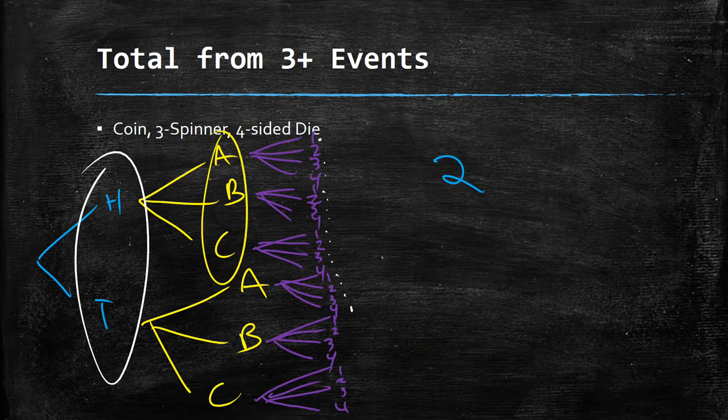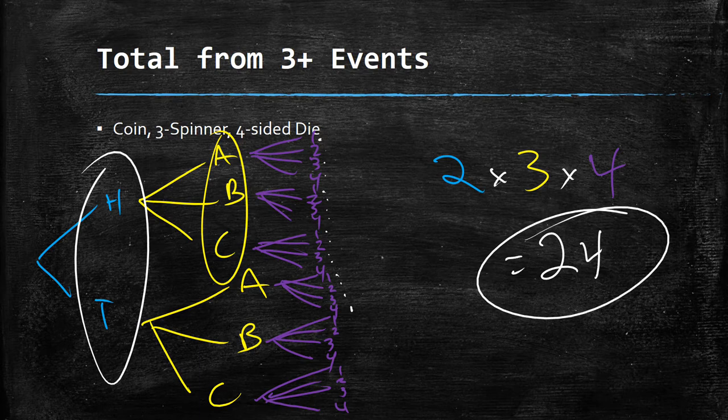With our spinner, we had 3 options. And with our die, we had 4 options. And just like in the last situation, to save ourselves a little bit of time, if we just multiply these together, we will end up getting our exact result, exactly what we're looking for if we're just looking for the total number of outcomes. I know 2 times 3 is 6, times 4 is 24. So I can figure out right now that there are 24 possible outcomes to this event, or these 3 events combined together.